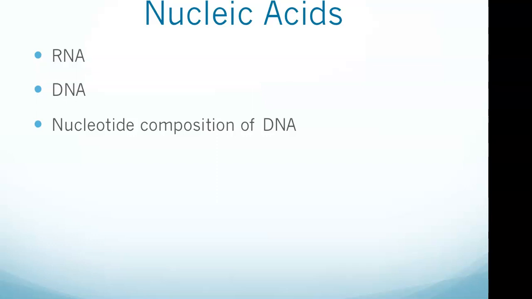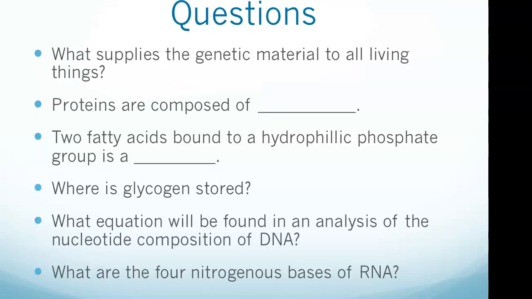All right, nucleic acids. They supply the genetic material for all living things, all living cells. The monomer for a nucleic acid is a nucleotide, which contains a phosphate group, a 5-carbon sugar, and a nitrogenous base. Again, what we wanted to hear the most there on nucleic acids is that they supply the genetic material for all living cells. As we go back to the questions, you can see that very first one. What supplies the genetic material to all living things? All right, we should have said all living cells, and that would be nucleic acids.